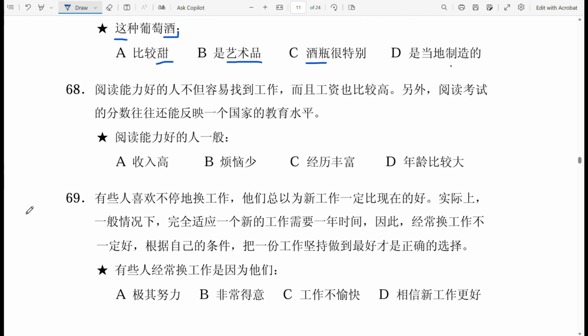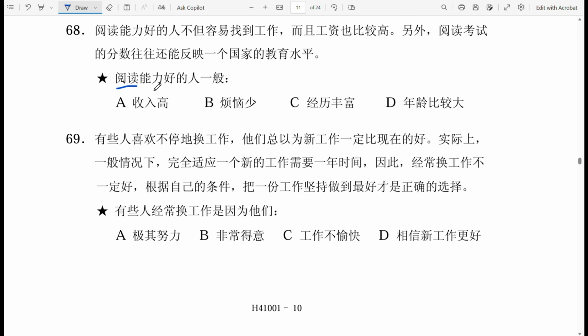Then let's go to the next. Here the question is 阅读能力好的人一般. So 人, people that 阅读能力好, that have a good ability to read. 一般, usually. Answer A says 收入高, their salary is high. B 烦恼少, they don't worry too much. C 经历丰富, they are rich in experience. And D 年龄比较大, their age is rather big, meaning usually their age is relatively high. So we know that this paragraph is about reading and the qualities of people that like to read.